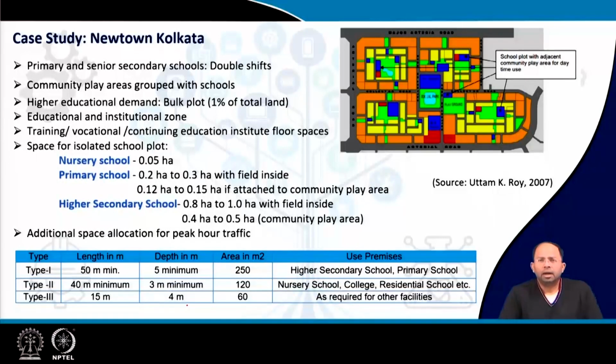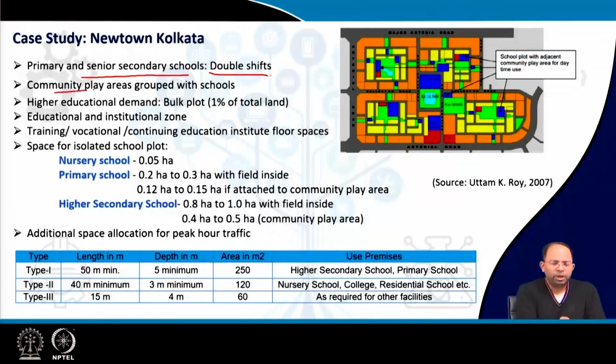Now, some key principles were followed. Some of the primary and senior secondary schools were thought to be operated under double shifts. So, of course, that will reduce the area requirement, or the overall number of schools required, because the same school can operate in 2 shifts.